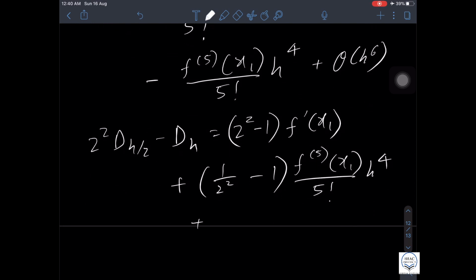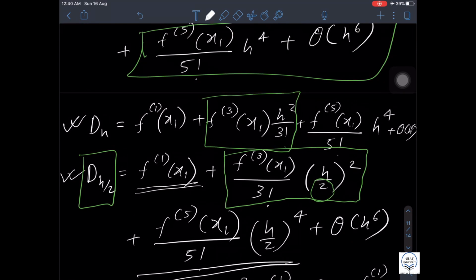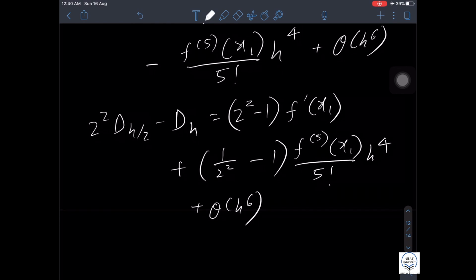Okay, plus order h^6. So what I'm trying to do here: I had a formula for a derivative which gave me an error of order h squared. Now I have taken a combination in such a way that the order h squared term has gone away, right? So what I'm left with is (2^2 - 1) times f prime. So did I get the derivative? No, because I have to divide by this number. If I divide by this number, then I'll get the value of the derivative.